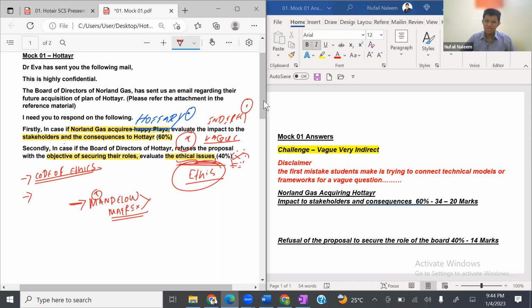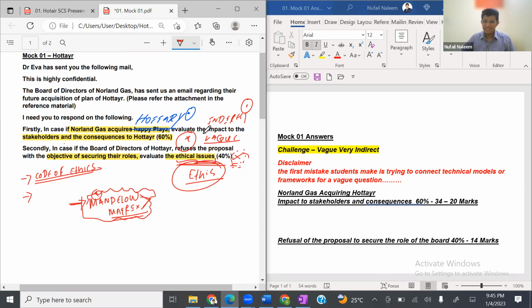So in simple language, students, it's just an identification. But a student who has gone through all the models will write the Mendelow matrix here and will not be able to pass. Are you clear with what I'm saying?